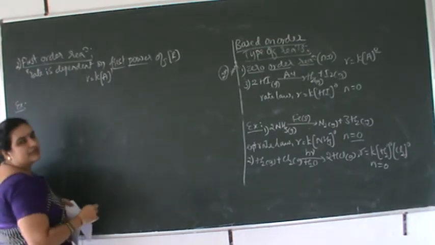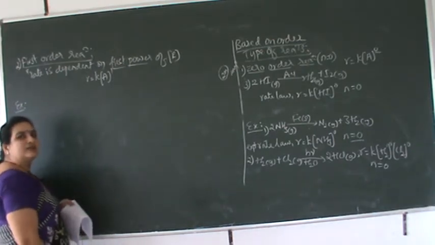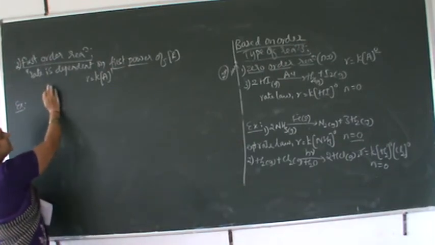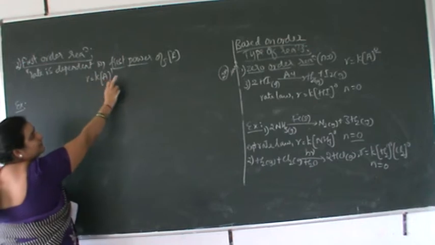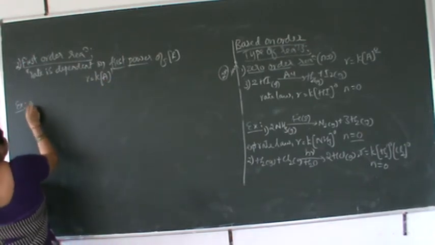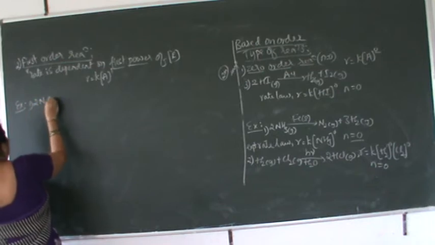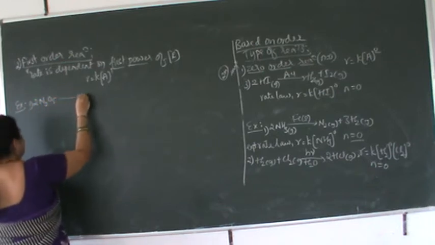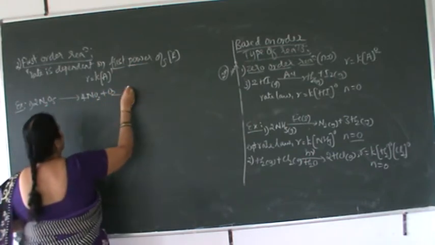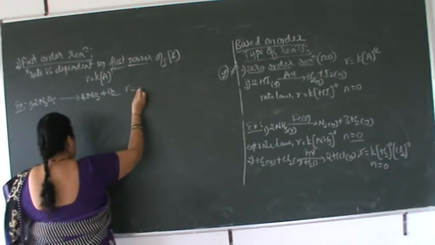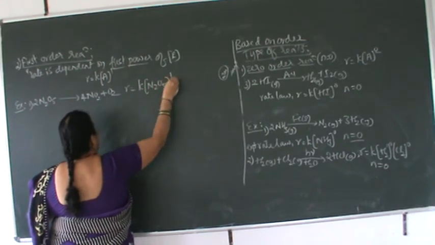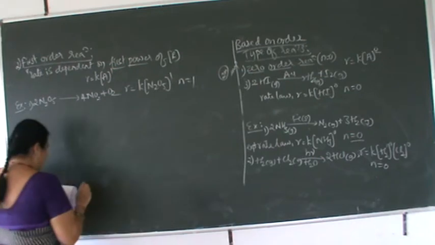Another definition can be given as the reaction which has order 1, but that definition does not suit here. We have to give it in terms of concentration of reactants only. So first example, 2N2O5 giving rise to 4NO2 plus O2. The rate law for this equation is R is equal to K into N2O5 raised to 1, and n is equal to 1.